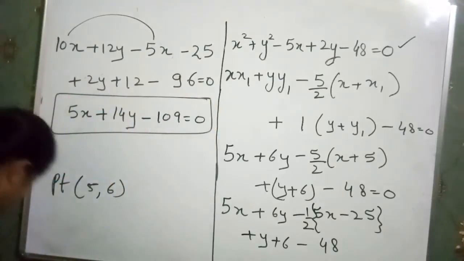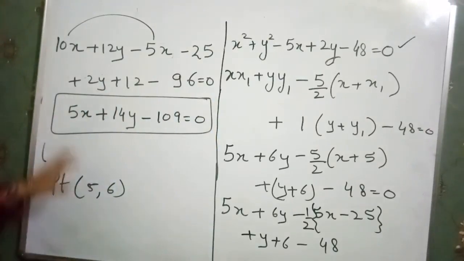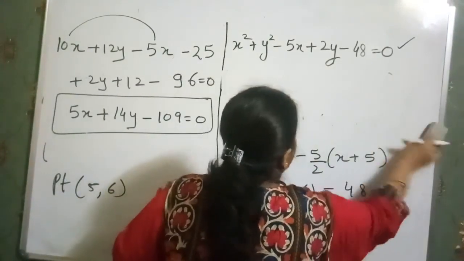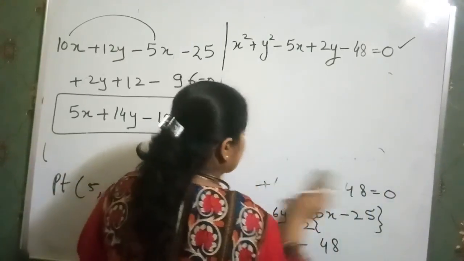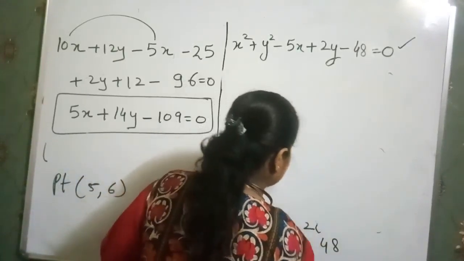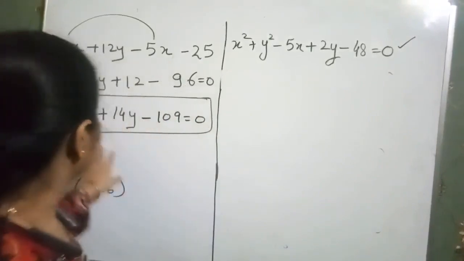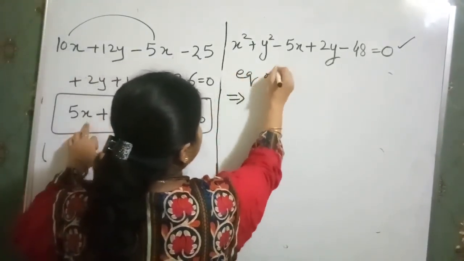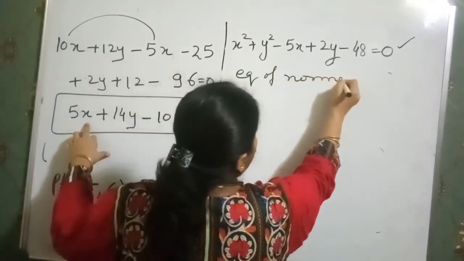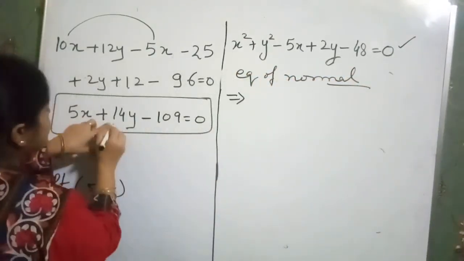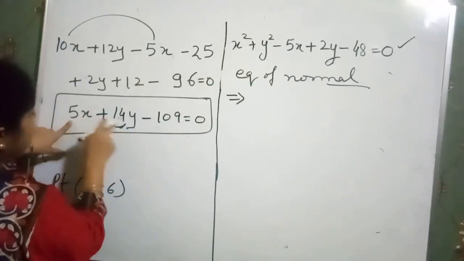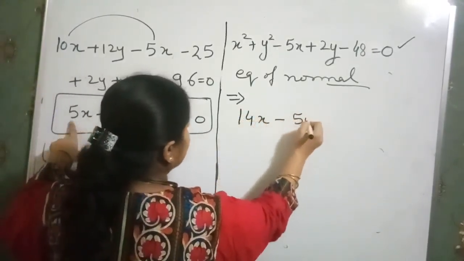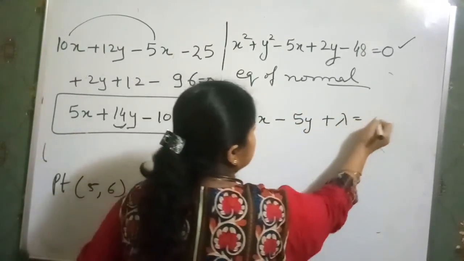Clear? Now we have to find the equation of the normal. Just take out the perpendicular line. That was the equation of the tangent to the circle. Now the equation of normal. For normal, we change the coefficients. 14 comes over here, 5 comes here. So we have 14x minus 5y plus lambda is equal to 0.